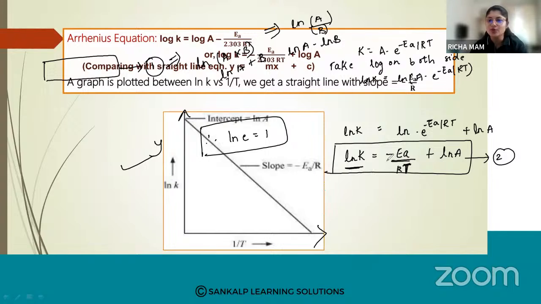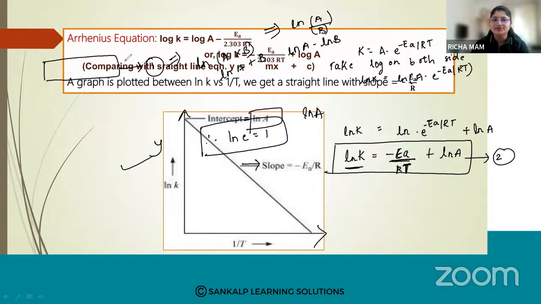And what is the slope? The slope is minus Ea by R, and the intercept is ln A, not minus, it is ln A. So this is the graphical representation of the Arrhenius equation.